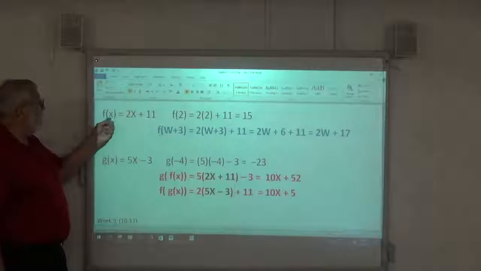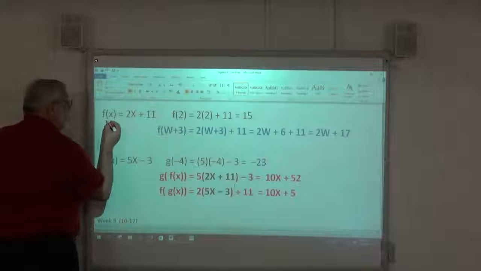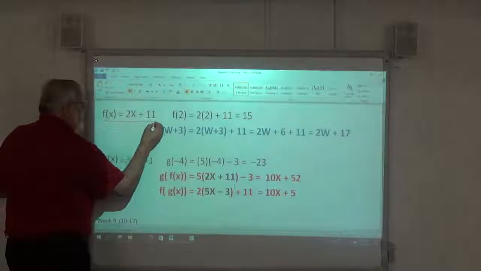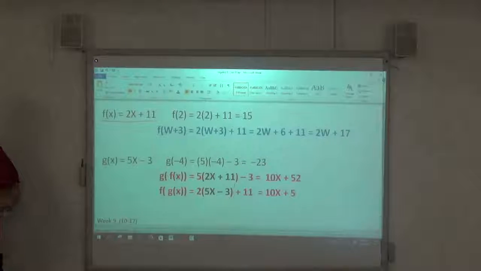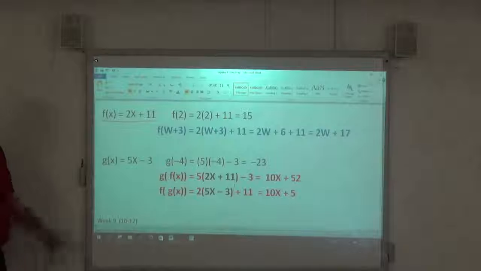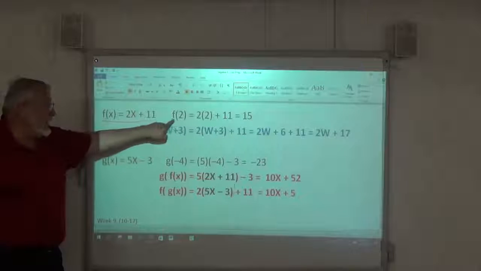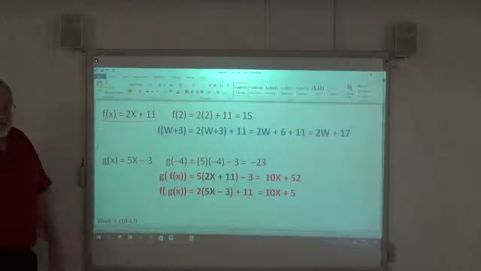Okay, now, functions. All right, what this is saying is that I'm giving you a function. And in this case, the function is what? What's the function f? What's it say? 2x plus 11. So f is 2x plus 11. Okay, now, here's what you need to find out. What does f of 2 mean?